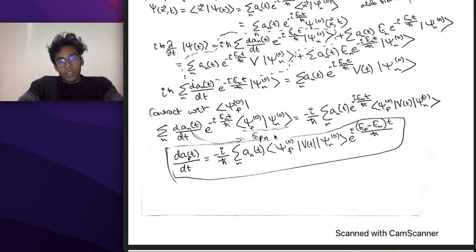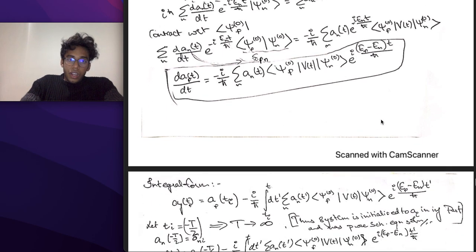So when you take that contraction, you see that phi naught of f is the bra phi naught of f, ket phi n, and phi naught of n is nothing but your delta fn, right? So this is one thing, and then all your n's here can be replaced by f, and then you see that daf by dt is equal to minus i by h bar summation of a n phi f psi f v psi n e to the power of i (e f minus e n) t by h bar, right?